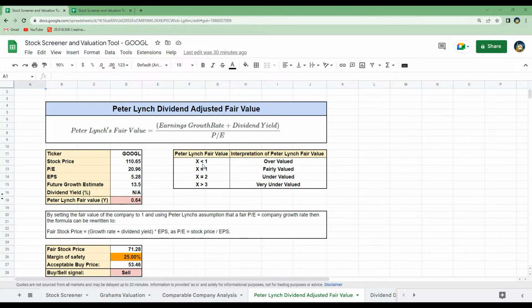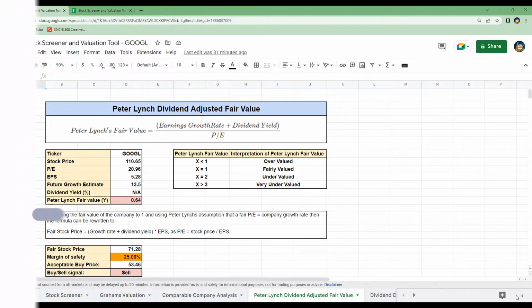By comparing to the table over here, we see a Peter Lynch fair value under 1 means that the stock is currently overvalued. However, it's possible to rewrite the equation in order to find the fair stock price of Google. When we do that, we get a fair stock price of $71.28. And by applying our margin of safety of 25%, we get an acceptable buy price just over $50, which is almost half of Google's current stock price. And therefore the spreadsheet will not give us a buy signal.